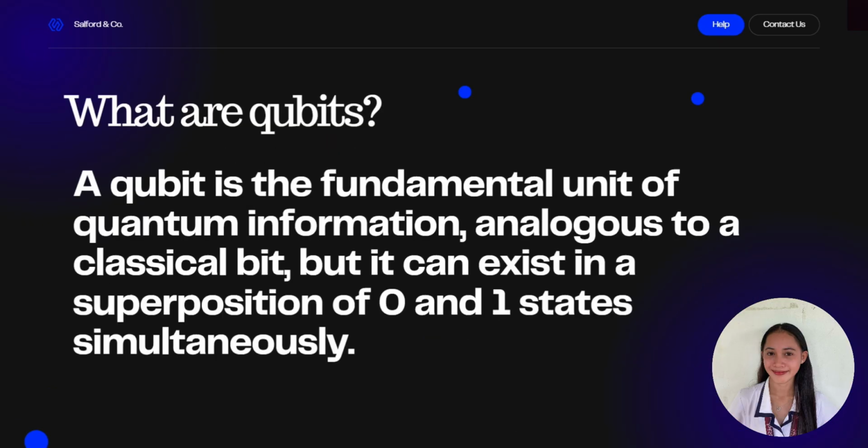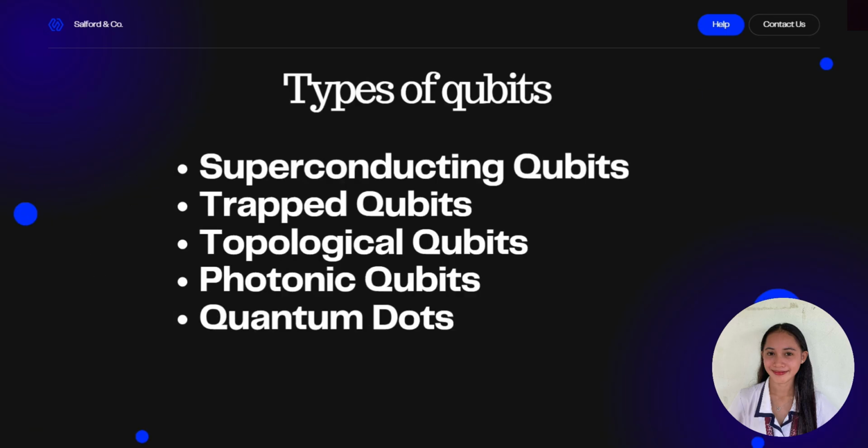What are qubits? A qubit is a fundamental unit of quantum information analogous to a classical bit, but it can exist in a superposition of 0 and 1 states simultaneously. A qubit, or quantum bit, is a basic unit of information in quantum computing. Unlike a classical bit that can only be 0 or 1, a qubit can be 0, 1, or both at the same time through a property called quantum superposition. Another property, called quantum entanglement, allows qubits to be linked so that the state of one can easily affect another. So let's tackle the different types of qubits.